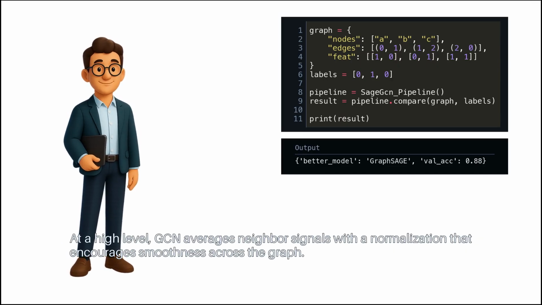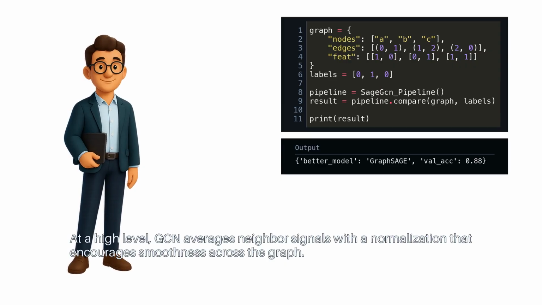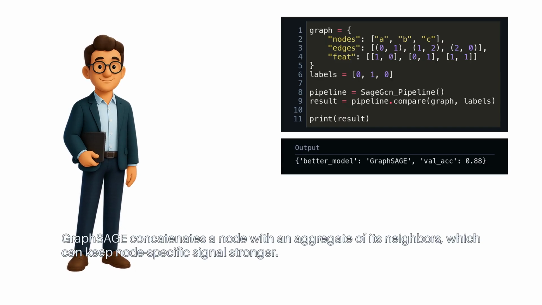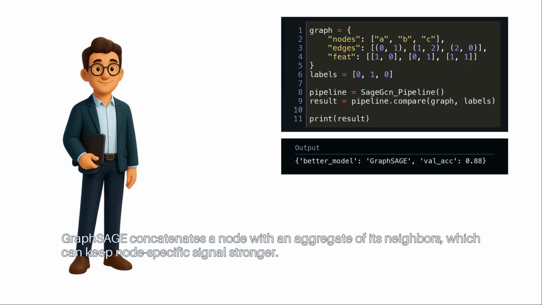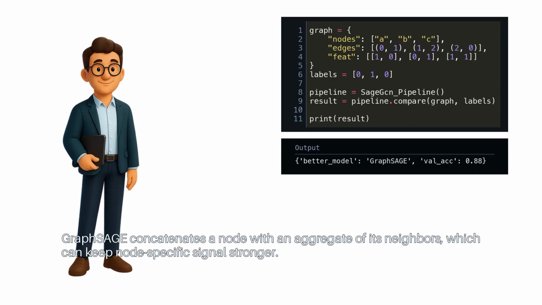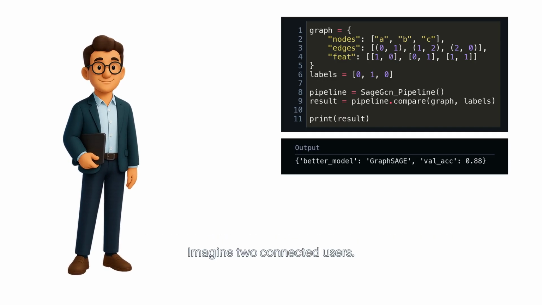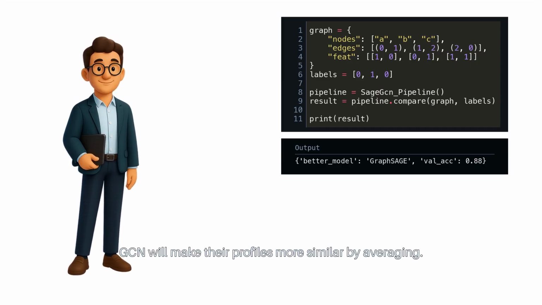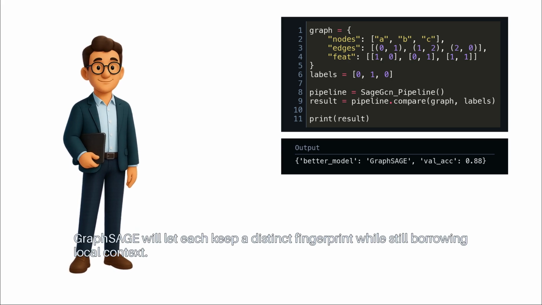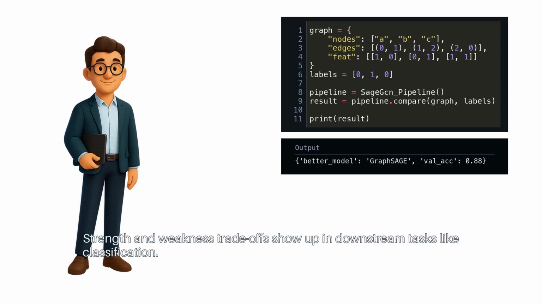At a high level, GCN averages neighbor signals with a normalization that encourages smoothness across the graph. GraphSAGE concatenates a node with an aggregate of its neighbors, which can keep node-specific signal stronger. Imagine two connected users. GCN will make their profiles more similar by averaging. GraphSAGE will let each keep a distinct fingerprint while still borrowing local context. Strength and weakness trade-offs show up in downstream tasks like classification.